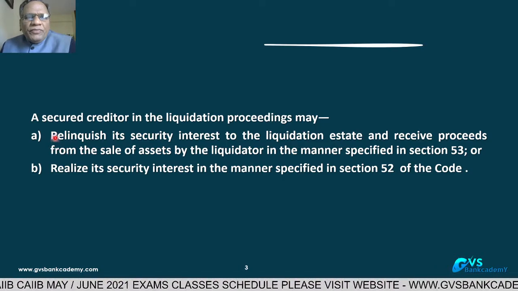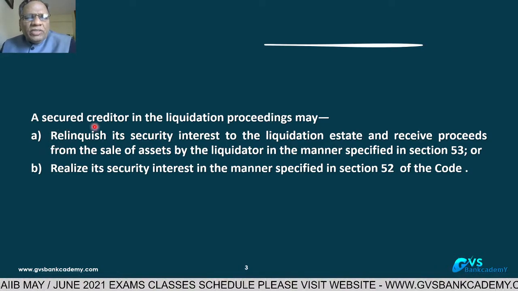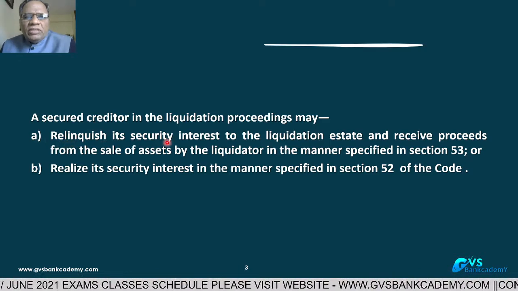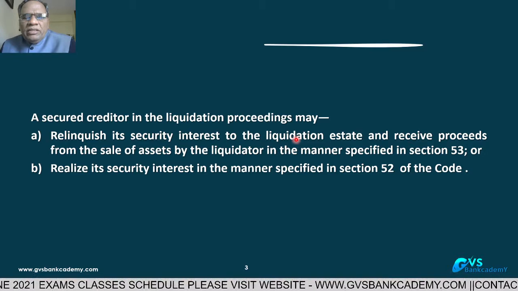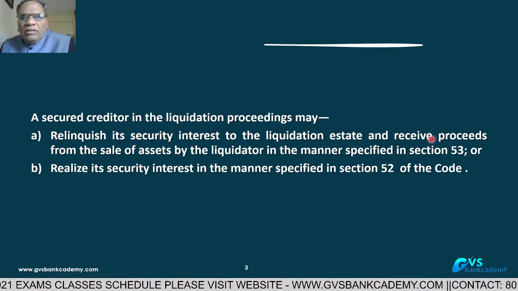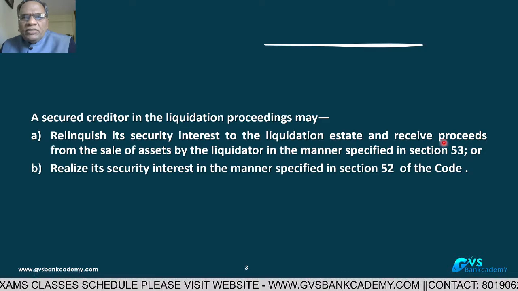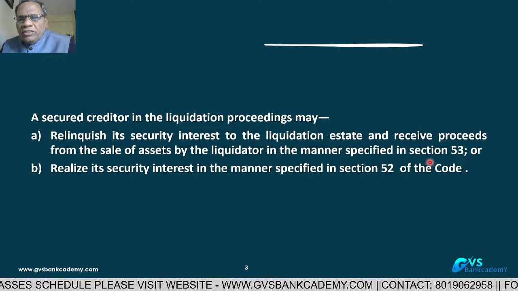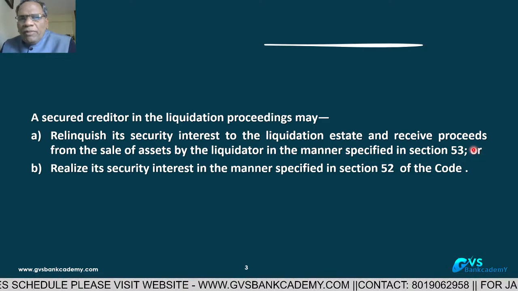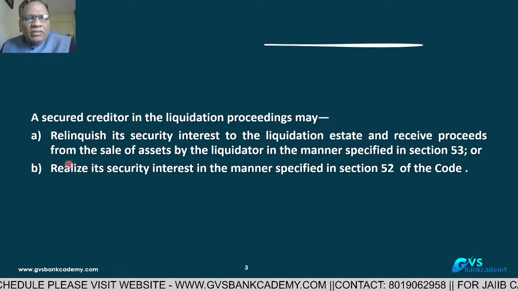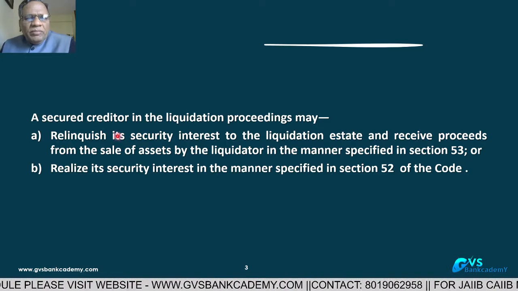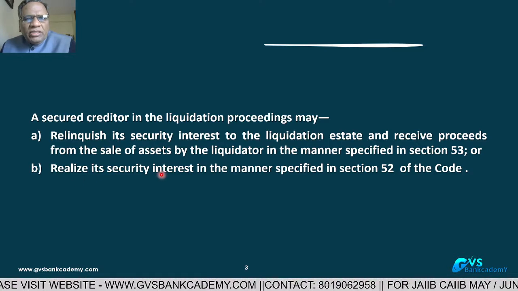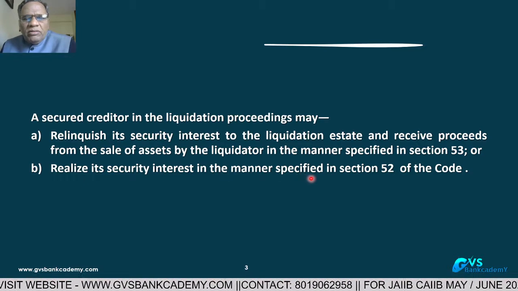So instead of directly going for sale, the secured creditor under option A relinquishes, meaning he surrenders, its security to the liquidator in the liquidation process, and proportionately receives the proceeds from the sale of assets under liquidation. This is under section 53. This question they had asked, a 5 marks question. Now the second option: without relinquishing security, the secured creditor, the banker, can realize its security directly by selling it in auction.